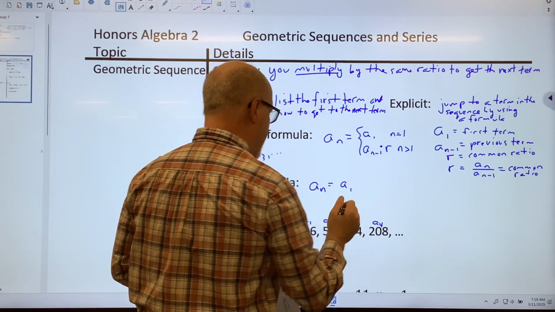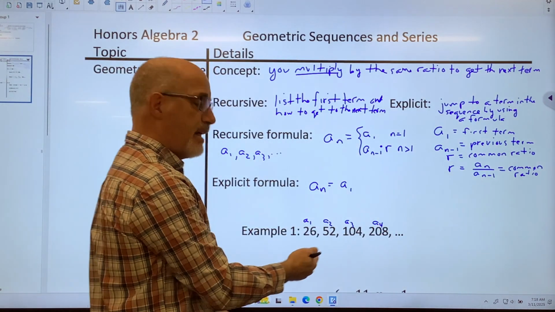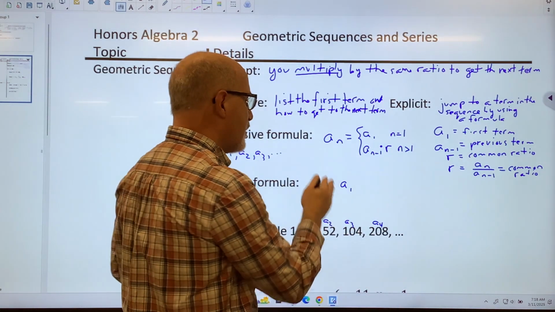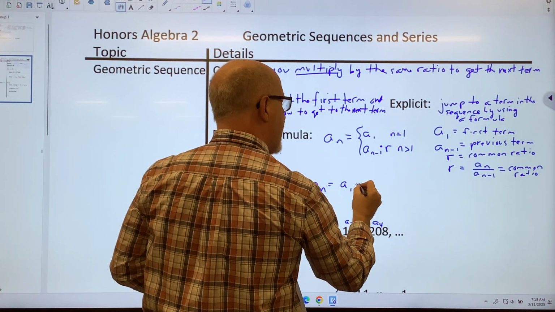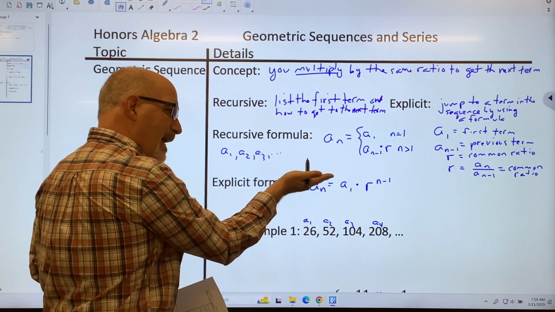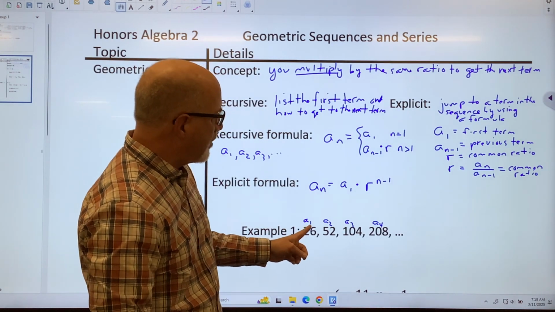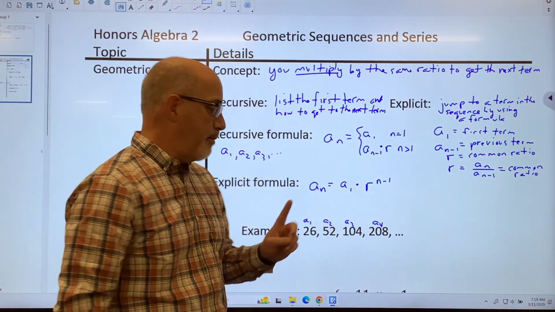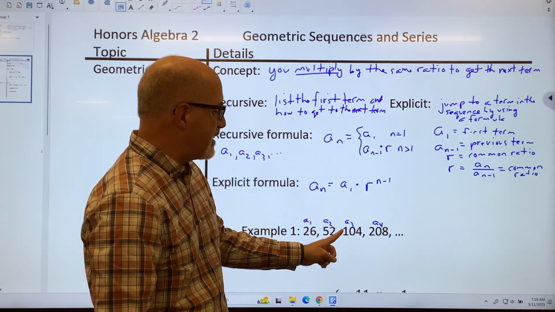You have to define what the first term is. This sequence would be totally different if we started, let's say, at 10 and then doubled the numbers. So you have to define what the first one is, and then you multiply it by r to the n minus 1 power. Now, it's n minus 1 because if you think about it, if we have the first term here, to get to the second, we multiply by 2 just one time. To get to the third term, we multiply by 2 to get here, and a second 2 to get there.